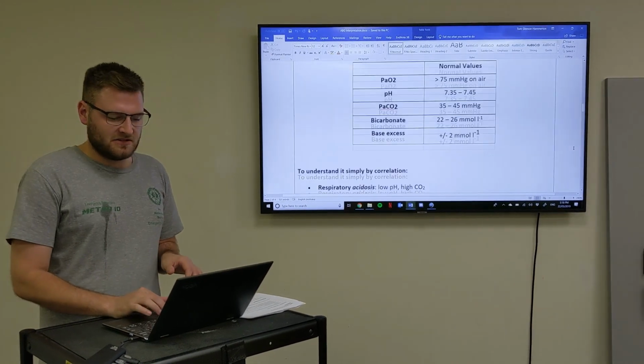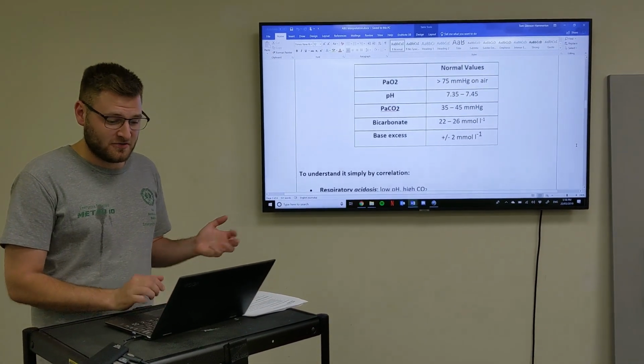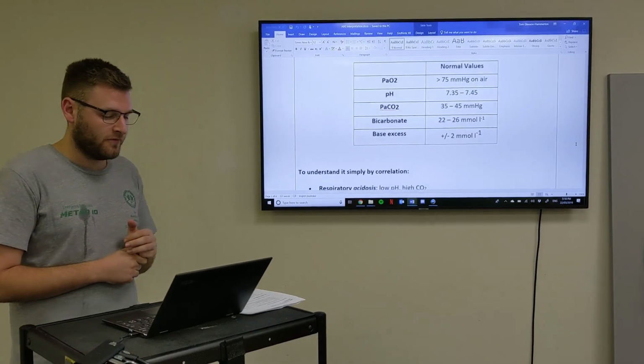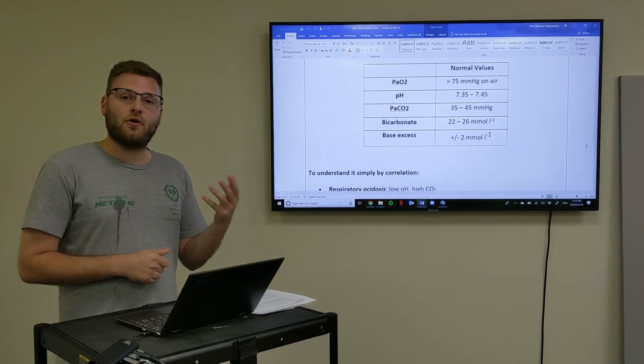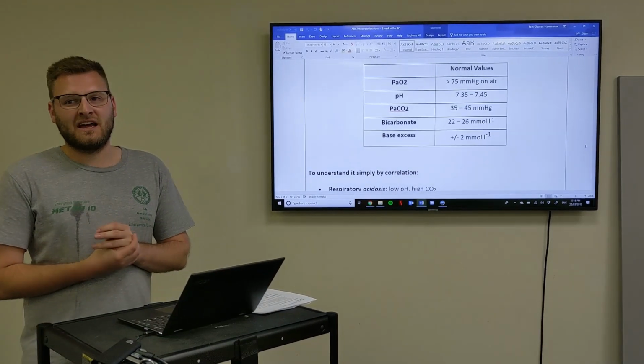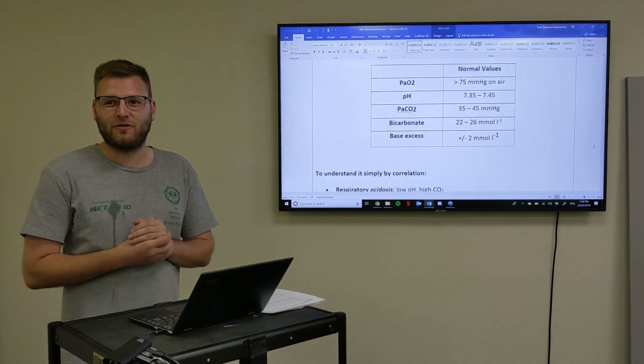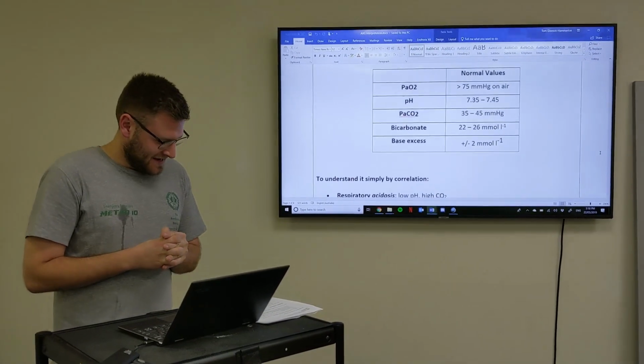The next step is to determine the concentration of hydrogen, or the pH. That should normally be between 7.35 and 7.45. If it is lower than 7.35, you'd be looking at an acidosis, and if it's higher than 7.55, you'd be looking at an alkalosis.